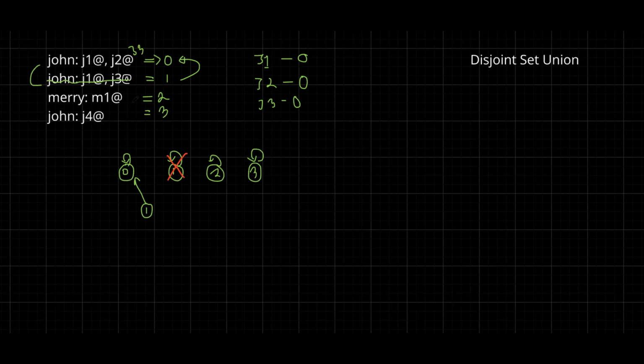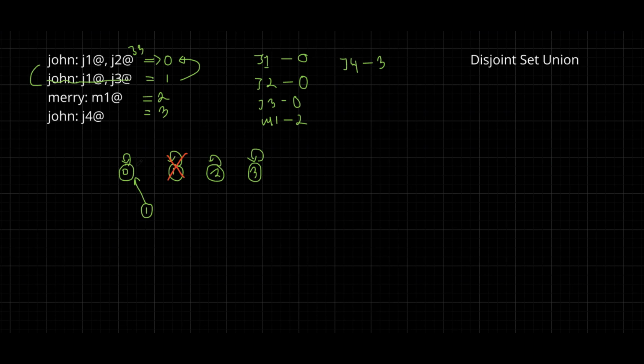Now for this Mary, M1, basically belongs to group 2, and for this John, J4, basically belongs to group 3. Now we have to basically find that group 1 is merged with group 0, or we can say that account 1 is merged with account 0.